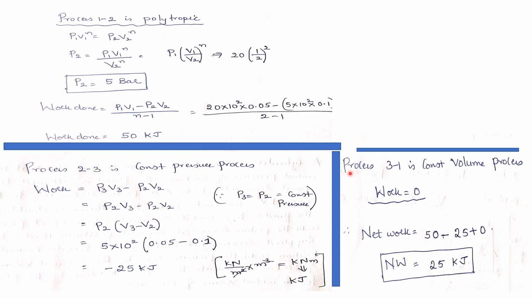Now the last process. Process 3 to 1 is the constant volume process. As I have already told you, for a constant volume process the work done W will be equal to 0. So now the net work done during the entire process: that is 50 kilojoules plus minus 25 plus 0. So the net work done during the entire process is nothing but 25 kilojoules.